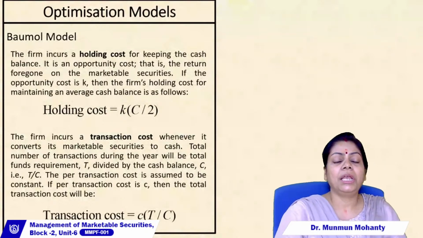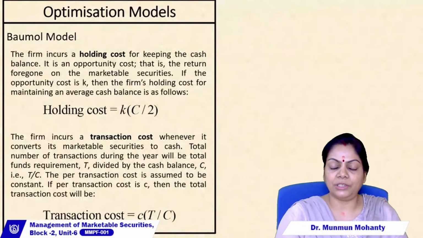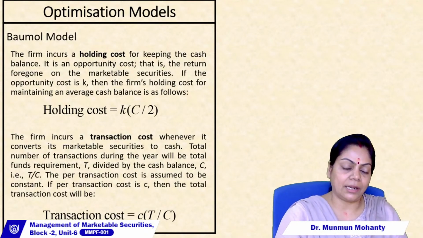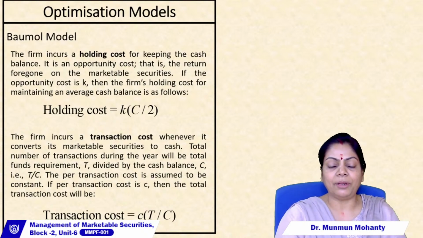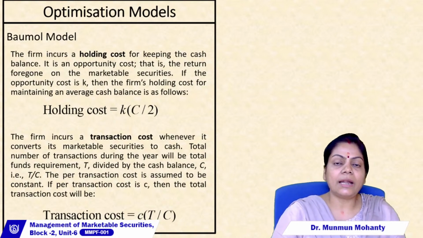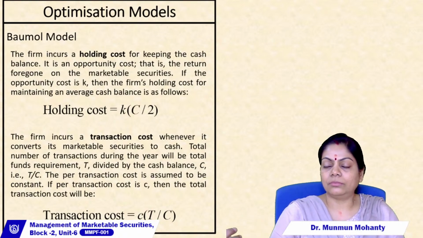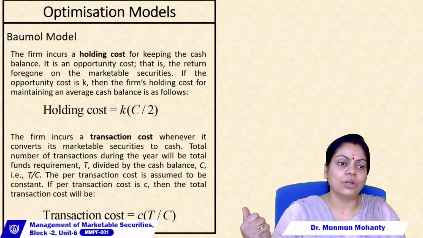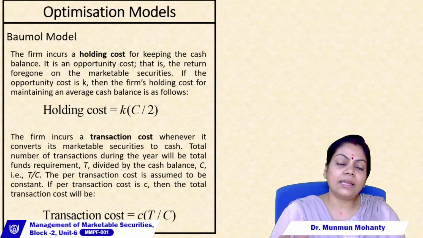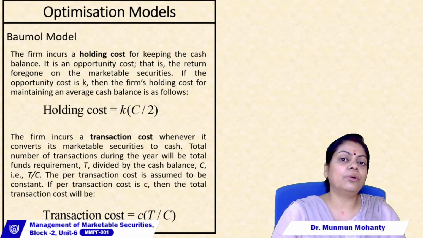We'll talk about Baumol's model now. Baumol's model is very equivalent to the very popular EOQ model, the economic order quantity, that is used in inventory management. Baumol's model goes by that logic. It says that there is a cost of holding cash and there is a cost of converting marketable securities into cash, which is called the transaction cost. The firm incurs a holding cost for keeping the cash balance. As we said, there is an opportunity we are losing if we keep the cash balance, so the holding cost is nothing but the opportunity cost.